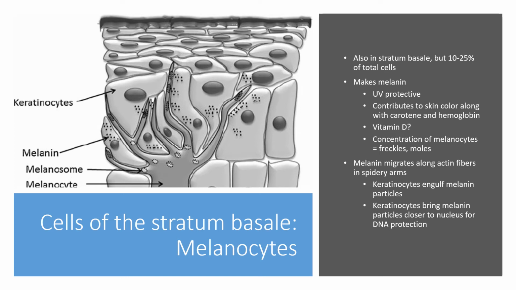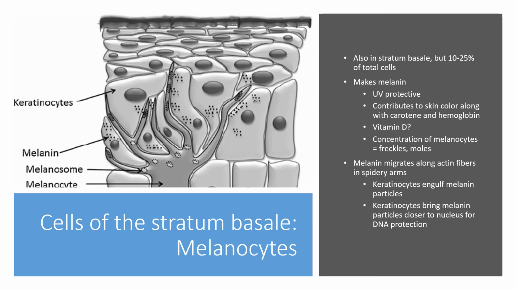When you have things like freckles or moles, they represent a concentration of melanocytes. You just have more melanocytes packed into a single little spot. Melanin, as I mentioned earlier, migrates along actin fibers in these spidery arms, so that ultimately all of your dividing keratinocytes end up surrounded by a spidery arm of melanin.